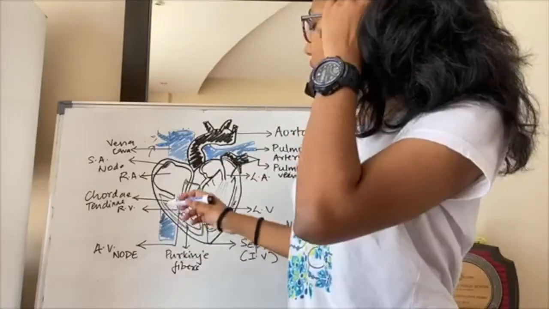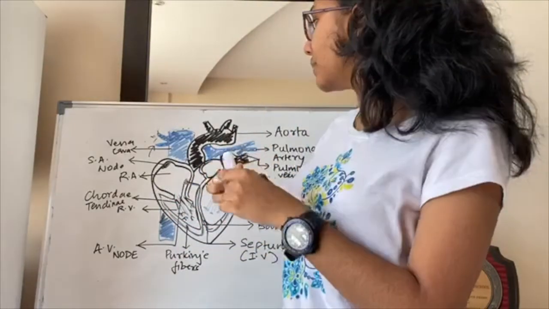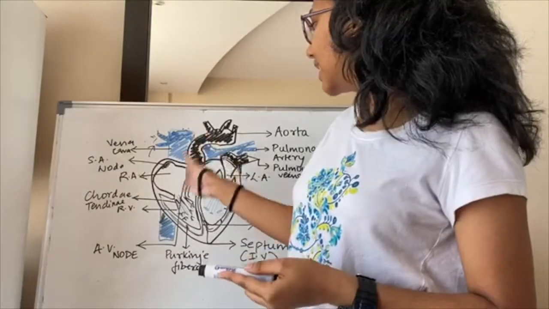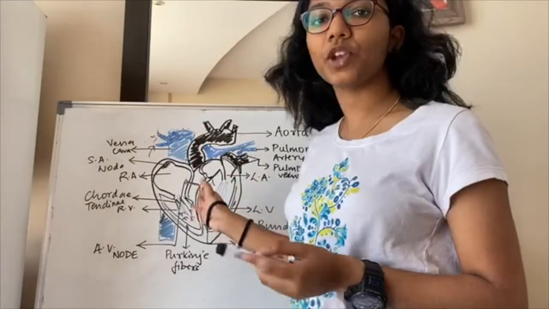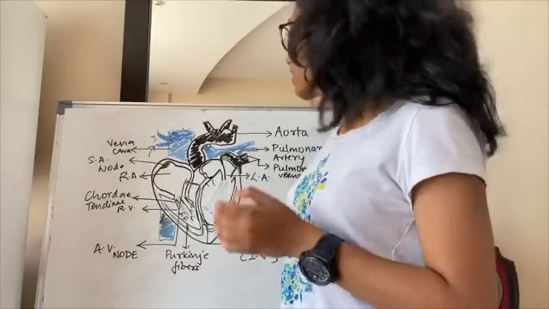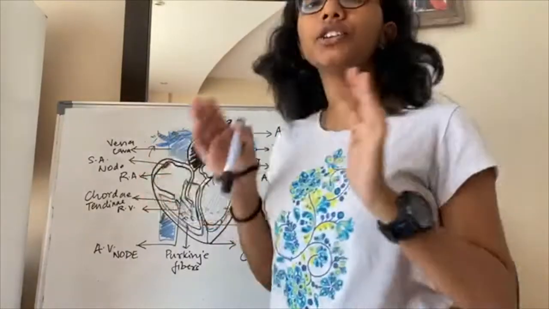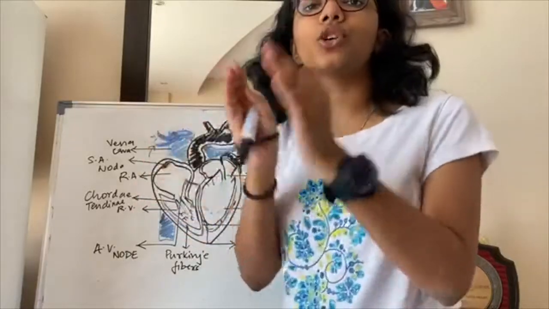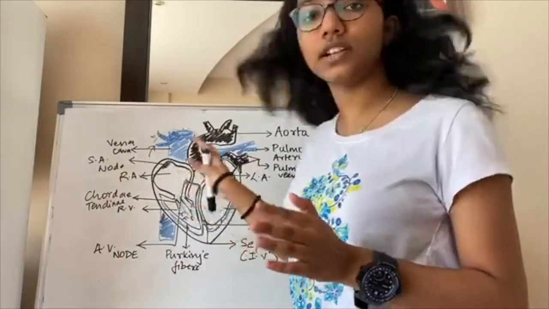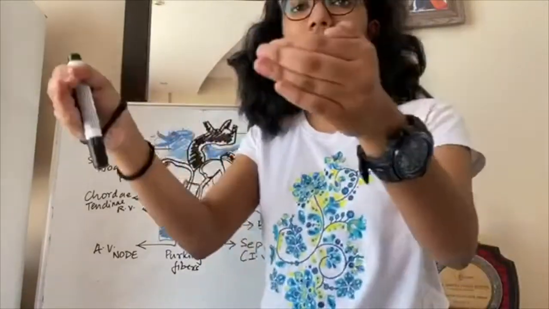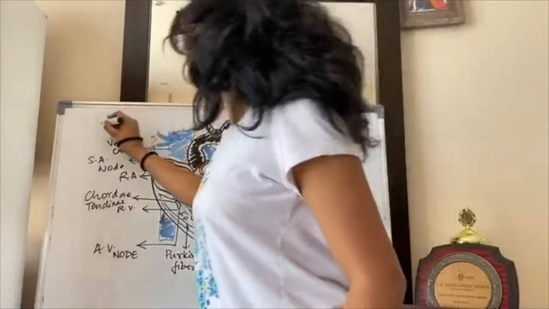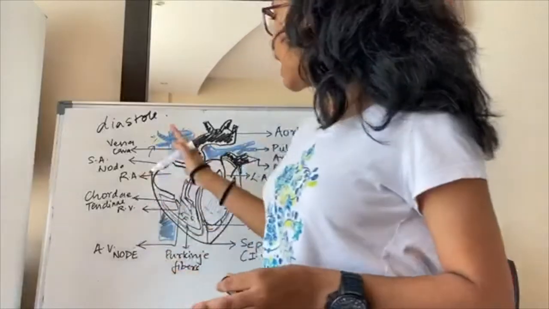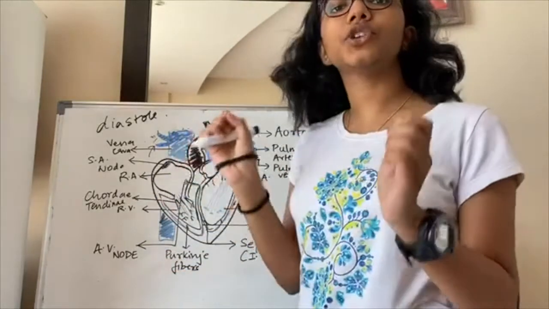I'm just going to mention the right side, but you should always know that the same thing is happening in the left side also. So they're in a joint diastole. Diastole means relaxed state. It is not contracting. You know, the heart is a muscular organ which contracts to pump blood. But diastole means relaxed. So at the start, the entire heart is in a joint diastole.